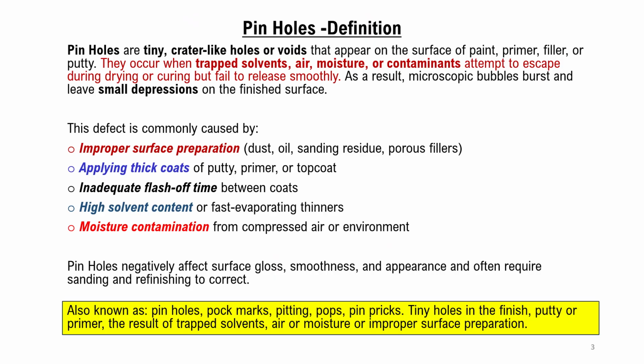Pinholes are tiny crater-like holes or voids that appear on the surface of the paint, primer, filler, etc. They occur when trapped solvents, air, moisture, or contaminants attempt to escape during drying or curing, but fail to release smoothly. As a result, the microscopic bubbles burst and leave small depressions on the finished surface.